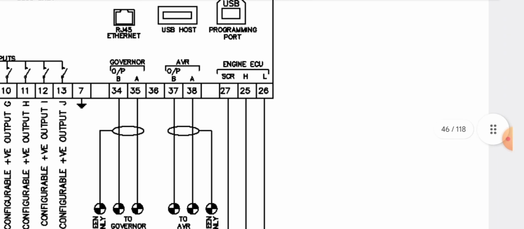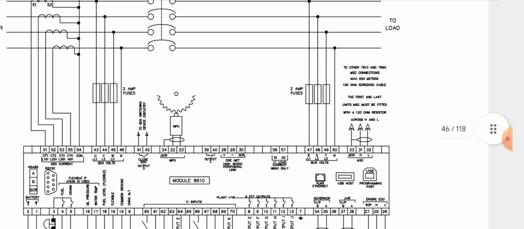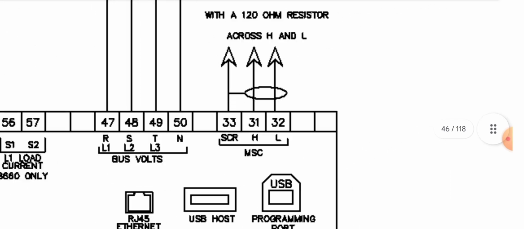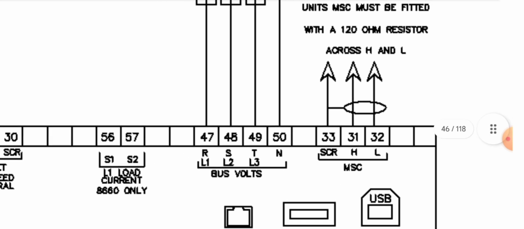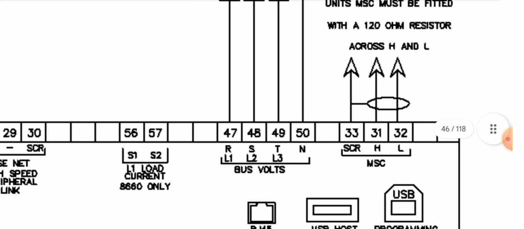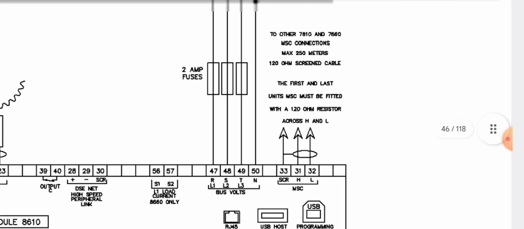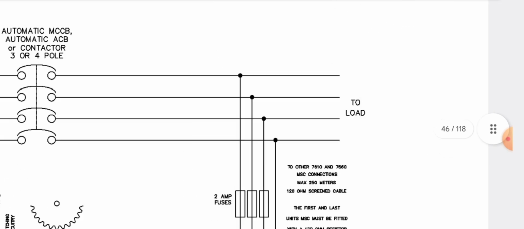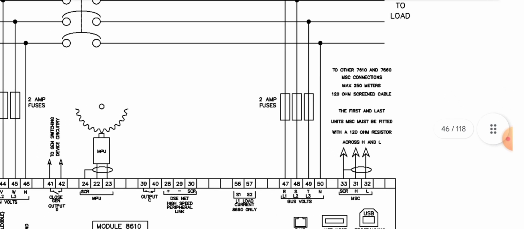And on the last side of the corner, engine ECU shield wire, CAN high and CAN low. Let's move to the top arm. As you can see here, shield, CAN high, CAN low, and 120 ohm resistor connections. And then on the right side, pin 47, pin 48, pin 49, and pin 50. This is the bus voltages of the main supply.